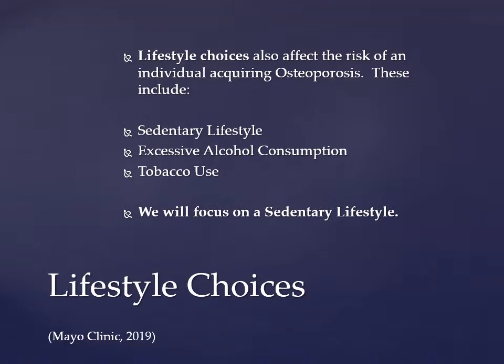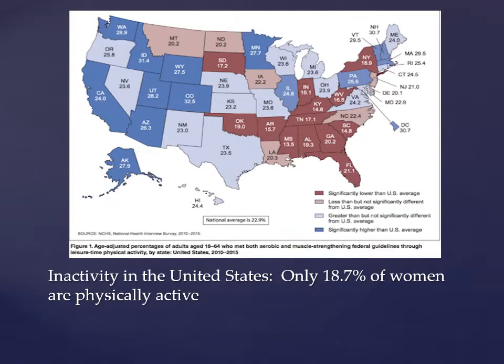Lifestyle choices also affect the risk of an individual acquiring osteoporosis. These could include a sedentary lifestyle, excessive alcohol consumption, and tobacco use. For our study today, we're going to focus on a sedentary lifestyle. With our focus being on a sedentary lifestyle, or a lack of physical activity or weight-bearing activity, I included a map of the United States. This map depicts the average activity levels of Americans. Many states report a significantly lower or a less than the national average rate of activity compared to the rest of the states.